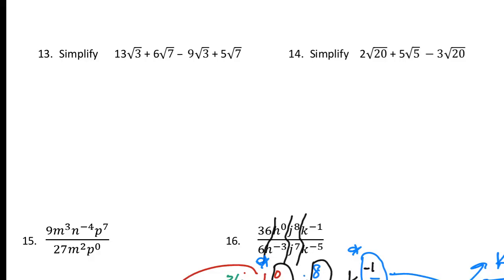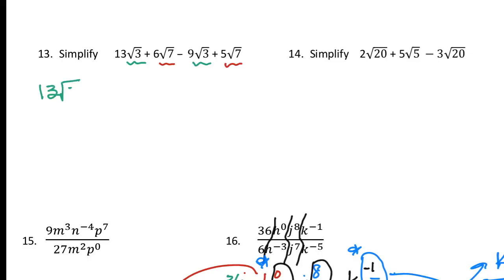Okay. Number 13. Can I add these all together? What do I have to have in order to combine some of these terms? Same radicand, right? The same number under the radical. So here I have square root of 3, here I have a square root of 3. I can put those together. Here I have square root of 7, here I have square root of 7. So I can combine those.